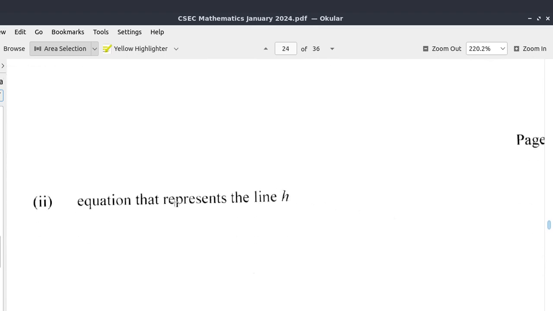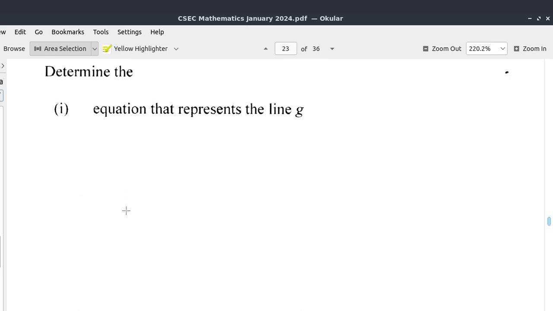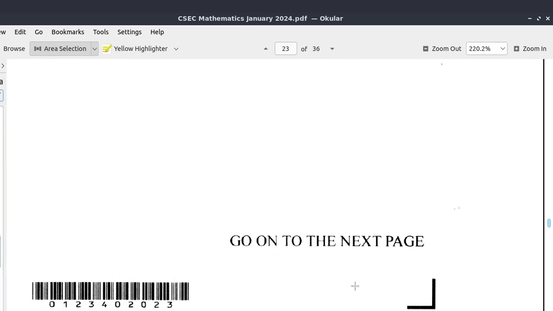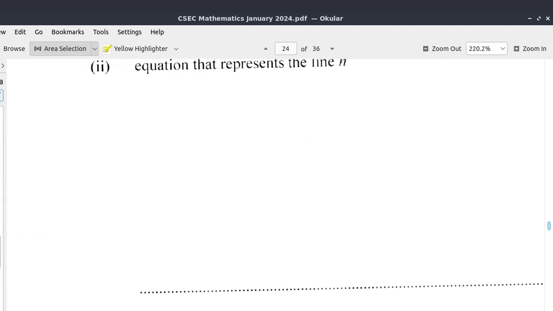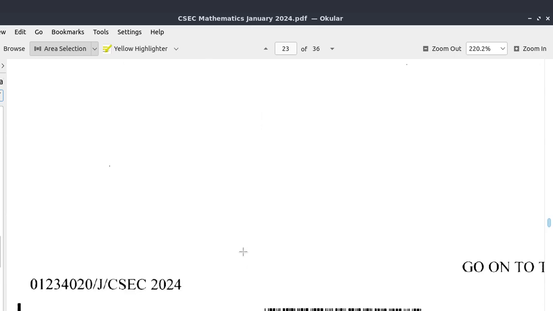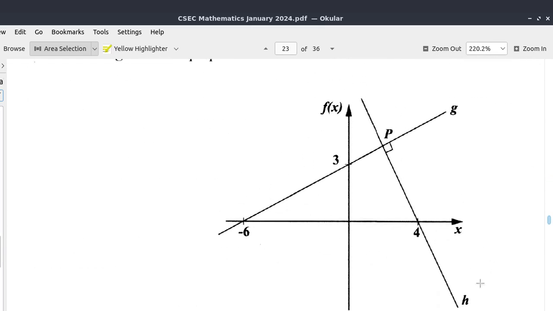The other equation we want is that for line H. By the way, let us look at the marks for line G. They give 2 marks. For H, they give 2 marks. Alright. For line H, we want the equation of line H.